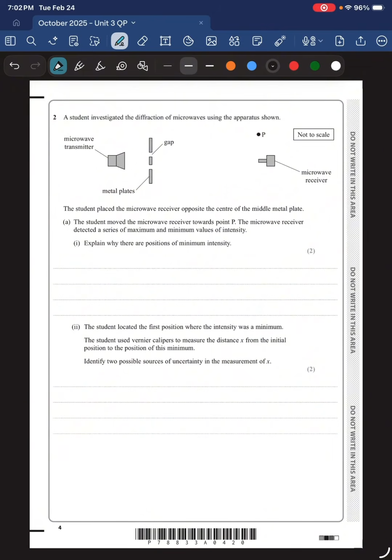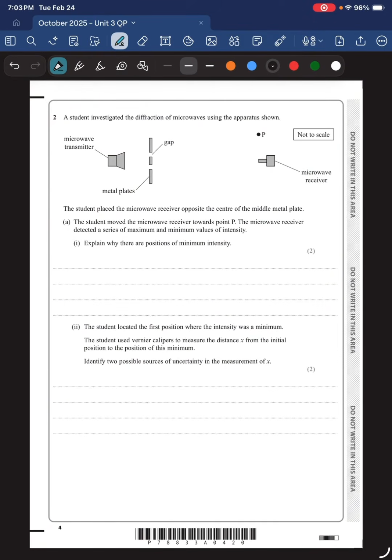And we have a microwave receiver. The student placed the microwave receiver opposite the center of the middle metal plate. Question A: the student moved the microwave receiver towards point P. The microwave receiver detected a series of maximum and minimum values of intensity. Explain why there are positions of minimum intensity.